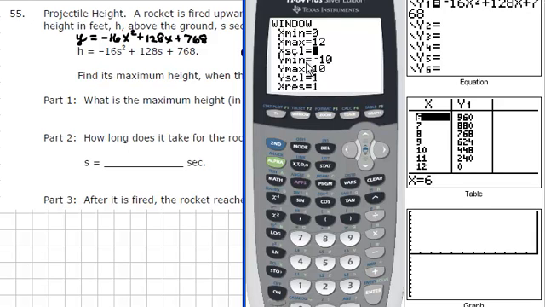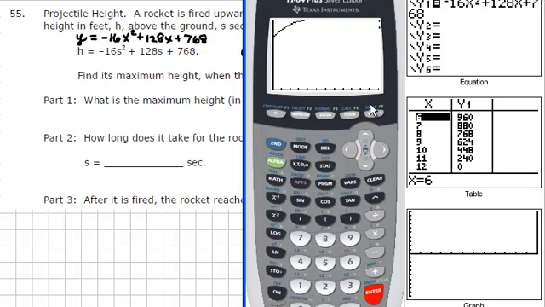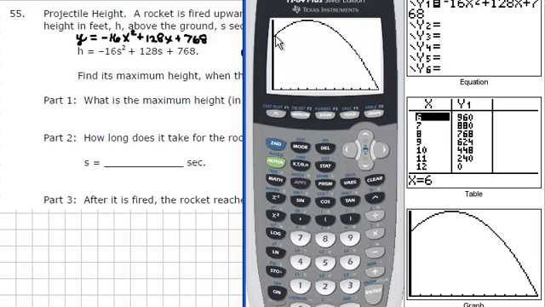Now for our y values, we can use zoom fit so that the calculator will determine the best fit viewing window for the time from 0 to 12. So go to zoom and then scroll through the zoom menu until you find zoom fit. Zoom fit is right after 9. What we can see is that the rocket goes up and then comes back down and reaches the ground after 12 seconds.